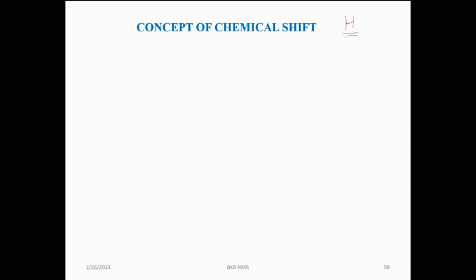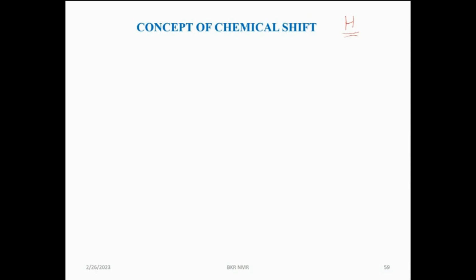So from TMS I am shifting. Why am I shifting? Because of my chemical environment. So I am shifting from the resonance frequency of TMS because of my chemical environment. That is why it is known as chemical shift. So shift in the values because of the chemical environment.